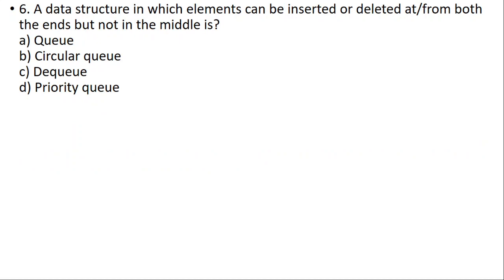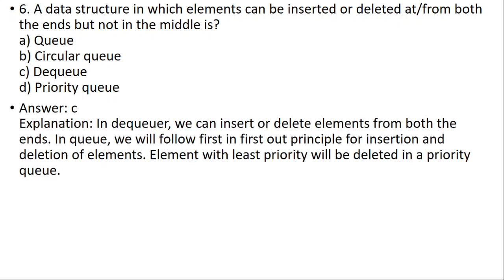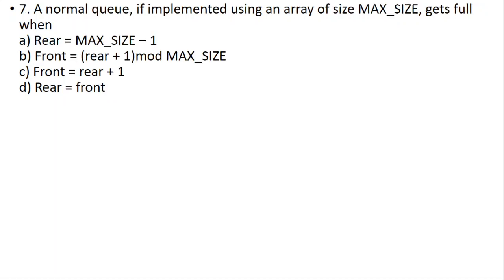Sixth question, a data structure in which elements can be inserted or deleted from both the ends but not in the middle is. The answer is DQ. In DQ, we can insert or delete the element from both the ends. In queue, we follow the first in first out principle for insertion and deletion of the elements. So answer is C, DQ. And elements with the least priority will be deleted in a priority queue.